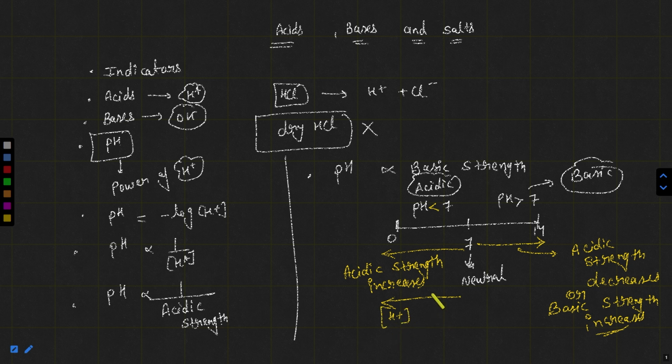It means if you are moving from 7 to 0, the concentration of H positive ion increases and the concentration of OH negative ion decreases. So in the region of 0 to 7, the concentration of H positive ion is more than the concentration of OH negative ion. Similarly, in the region of 7 to 14, the concentration of OH negative ion is more than that of H positive ion. And at 7, the concentration of H positive ion becomes equal to the concentration of OH negative ion.